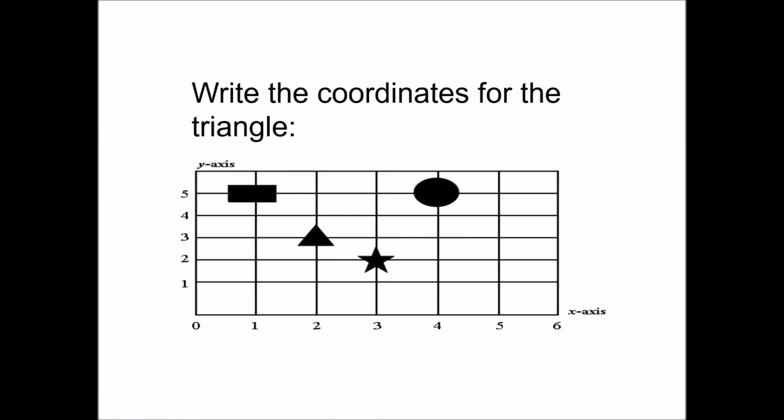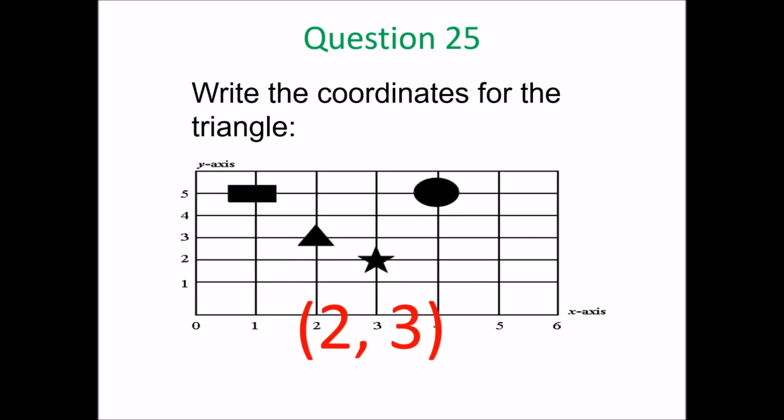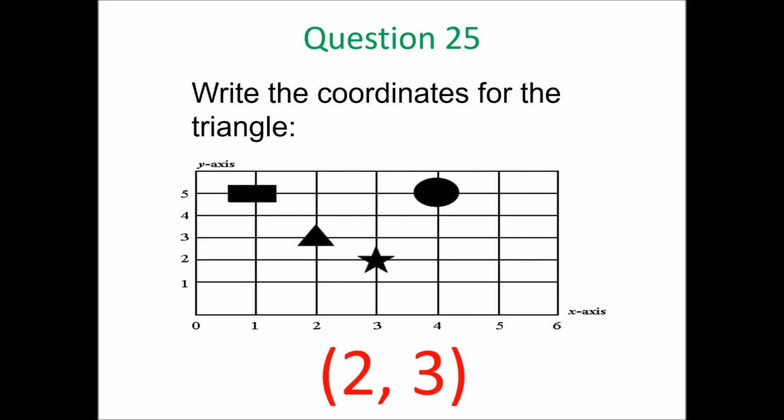There you go. Write the coordinates for the triangle. Where's the triangle? And you look at the number on the x-axis first. That number is 2. Then look at the number on the y-axis. That number is 3. And put it with parentheses. Open parentheses, 2, comma, 3, close parentheses or brackets.